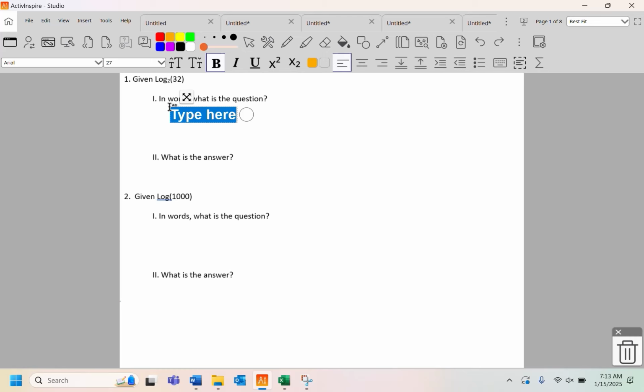All right, so given log base 2 of 32, in words, what is the question? The question is, what power of 2 equals 32? And this is a non-calculator question. You ought to be able to figure this out in your head. The answer is 5. Think about 2 times 2 times 2 times 2 times 2. That's 2 happening 5 times.